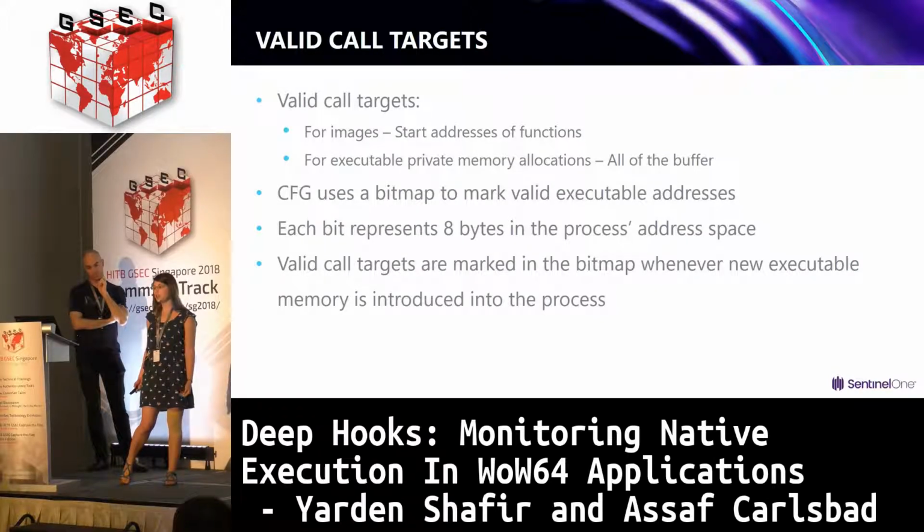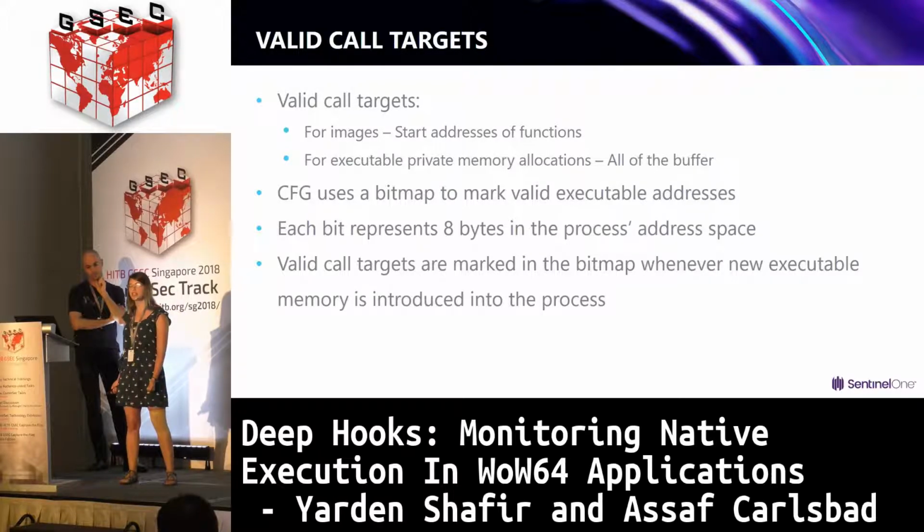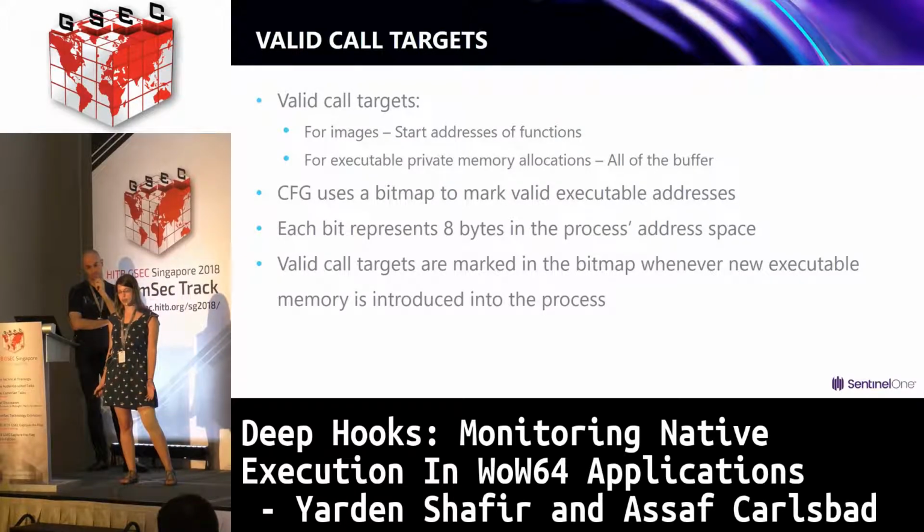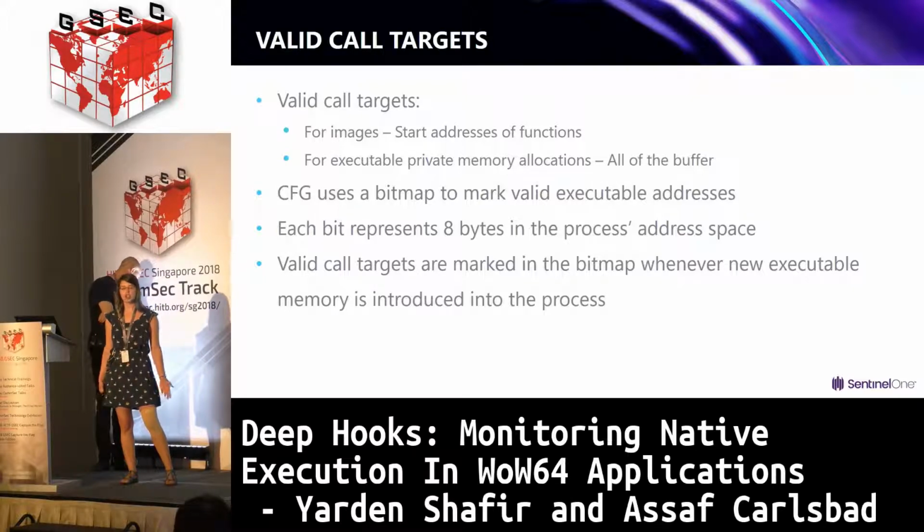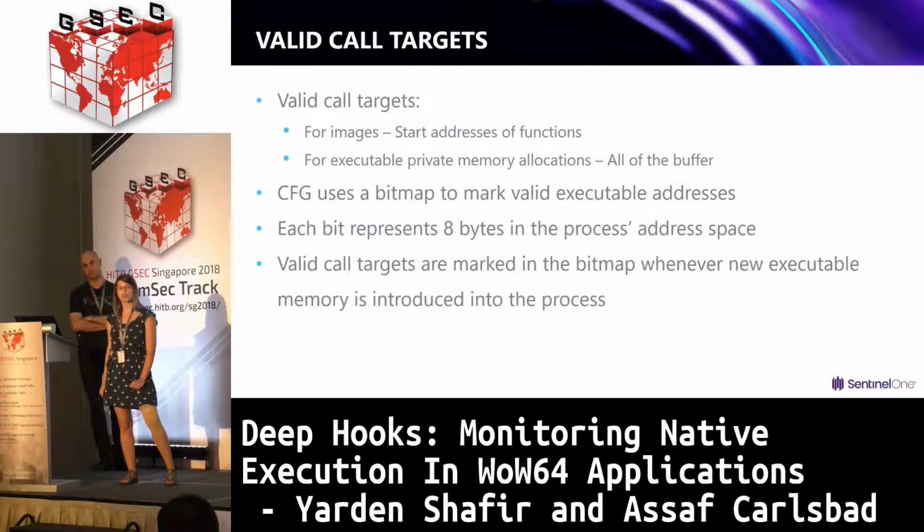The way CFG knows where these valid call targets are is by using a memory area designed for this purpose called a CFG bitmap. In this bitmap, each bit marks 8 bytes in the process memory and shows whether or not these 8 bytes make a valid call target. This is a very large memory area, so most of the time, a large portion of it is not used, and only whenever new executable memory is introduced into the process, the relevant part of the CFG bitmap is committed and marked to show which parts of it make a valid call target and which don't.